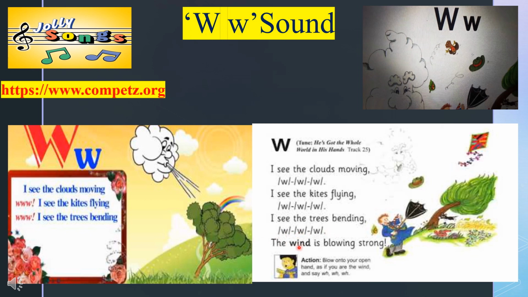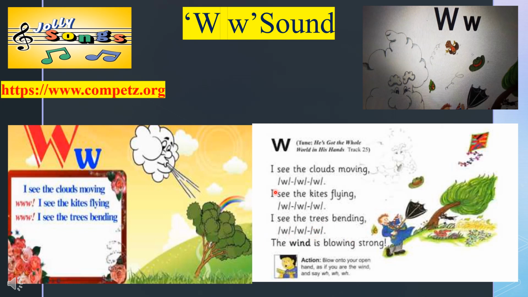Isn't it, children? Yes. See, now repeat after me the song. First say W. Now say W says W. Yes. I see the clouds moving, W, W, W. Repeat the action. I see the clouds moving, W, W, W. Second, what do you see? See the kites. Is the kite flying or not? Yes. I see the kites flying.